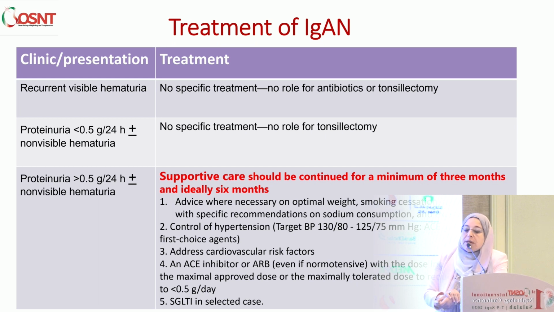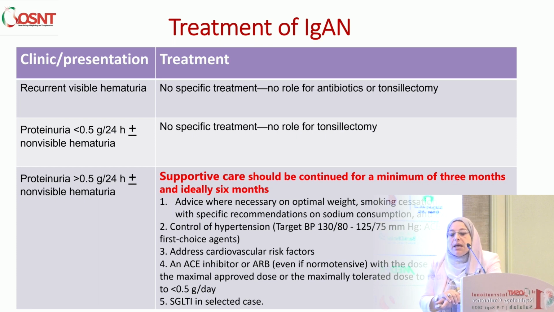If proteinuria is more than 0.5, we start supportive care, which needs lifestyle modification: weight loss, smoking cessation, a healthy diet, decreased sodium intake, and promoting exercise. The second is control of blood pressure, with a target of 130/80 down to 125/75 in a proteinuric patient. The first choice is ACE inhibitors or ARBs.